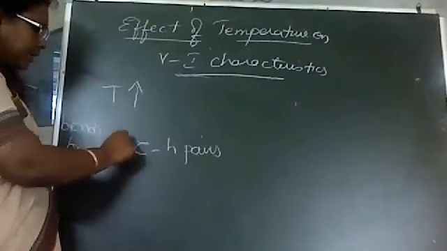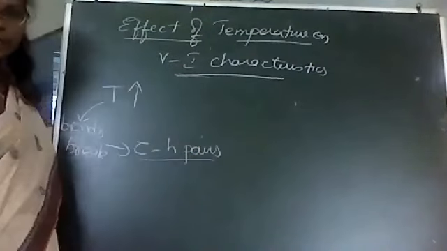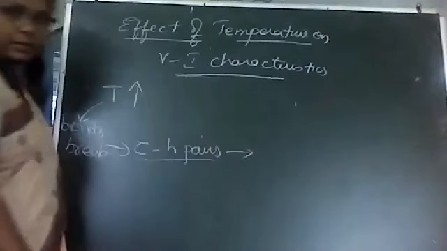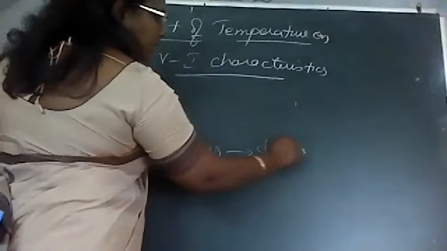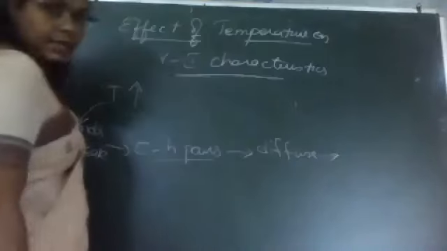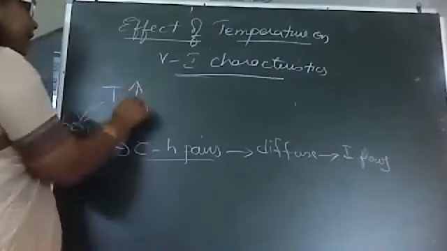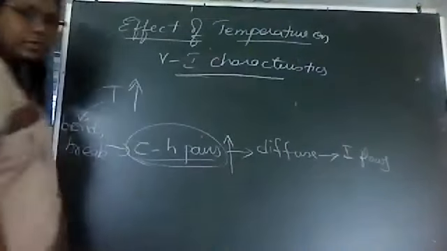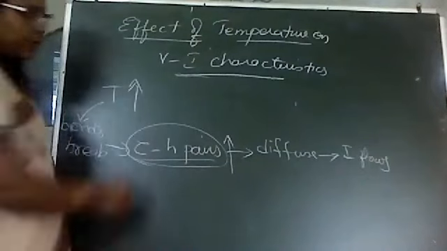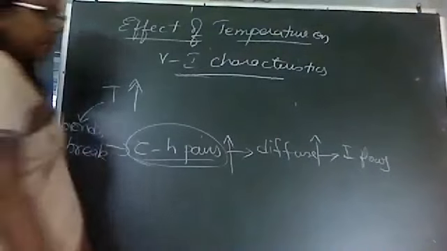Once bonds break due to change in temperature, electron hole pairs will be created, and when they are available freely, they try to diffuse through the junction, and we see that current flows, isn't it? Now, when temperature is increased further, the number of electron hole pairs generated also increases. So diffusion of more charge carriers takes place, and as a result, the current flowing through the diode also increases.